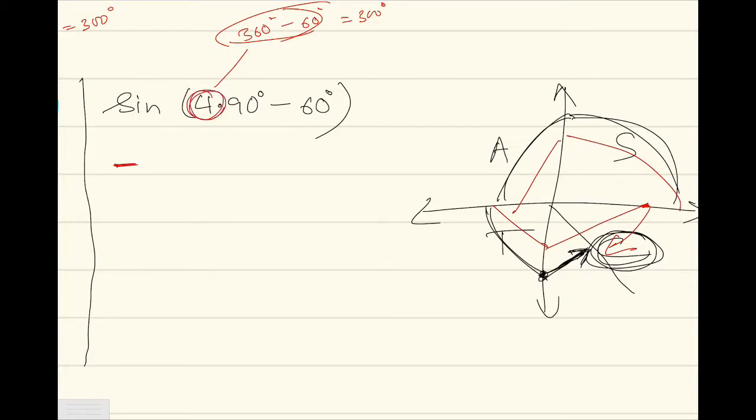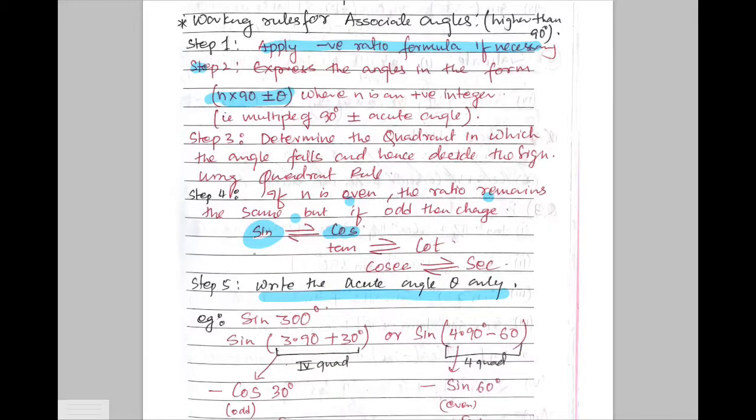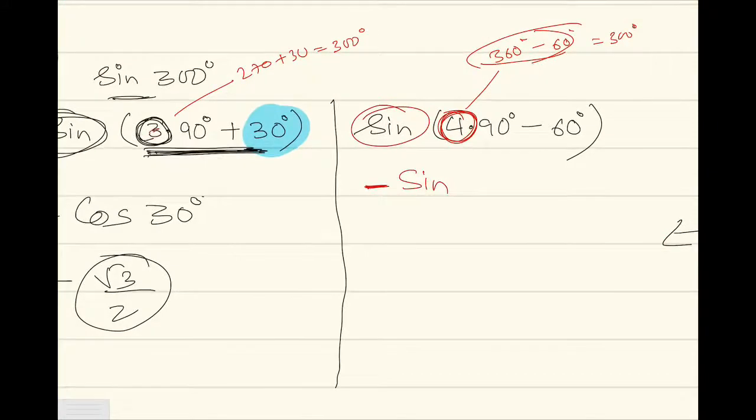Next, what type of multiple is this? Even or odd? It's even multiple. So sine will remain sine, isn't it? Check this out, because the rule says if n is even, the ratio remains the same. If it is odd, it changes. Why did it change here? Because it was odd here. So that's why it changed to cos. Why did it not change here? Because sine will remain sine. It is even multiple. Got it?